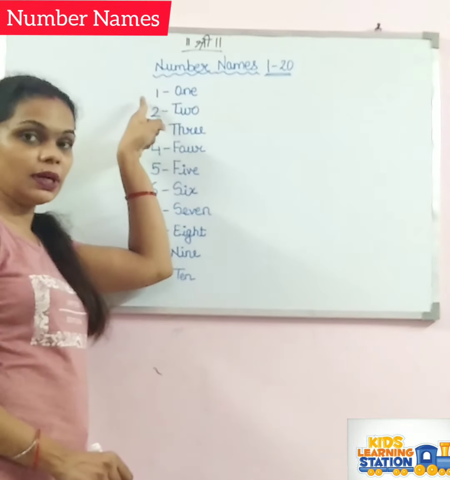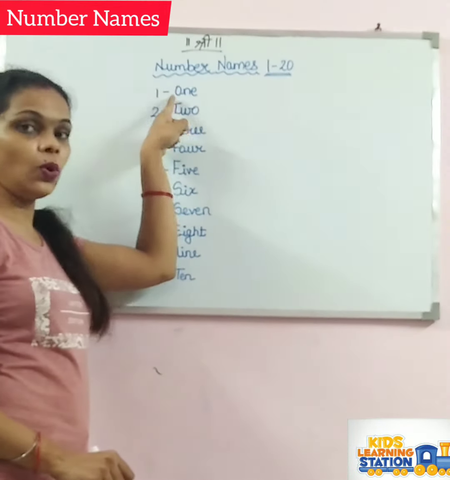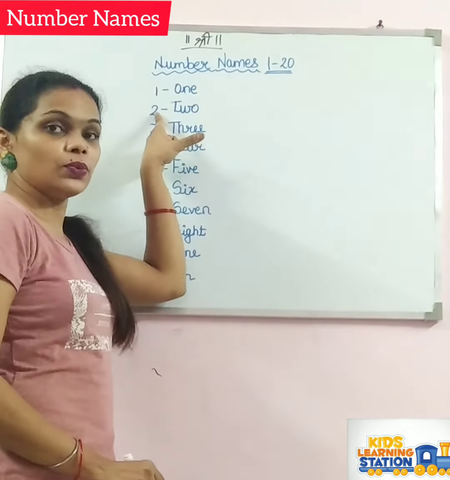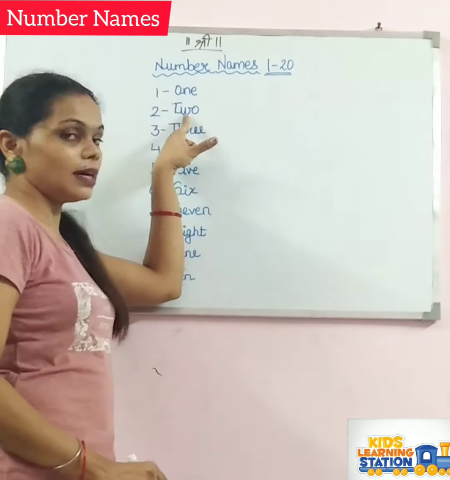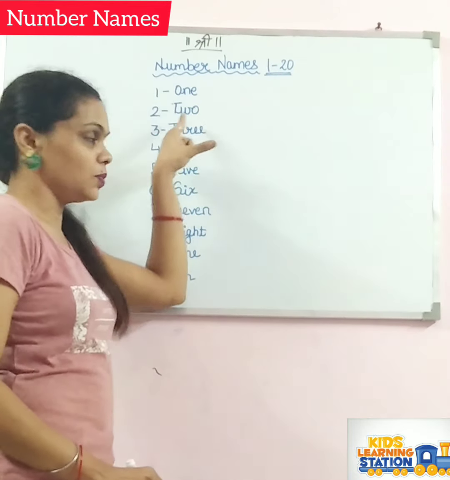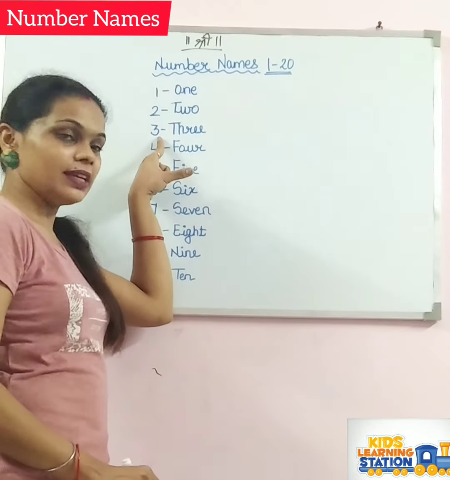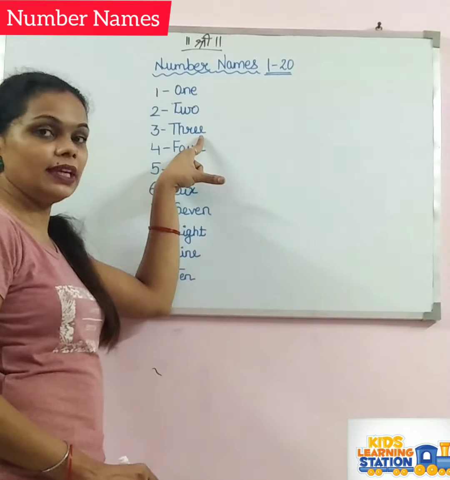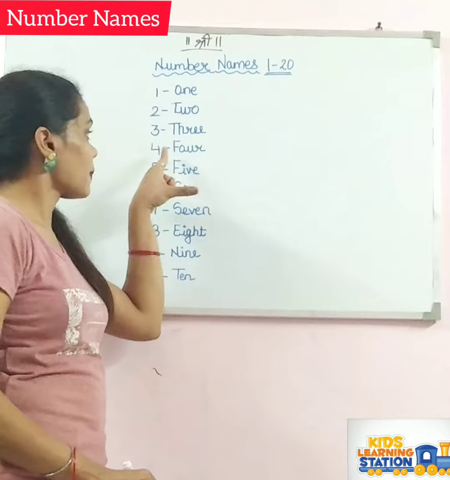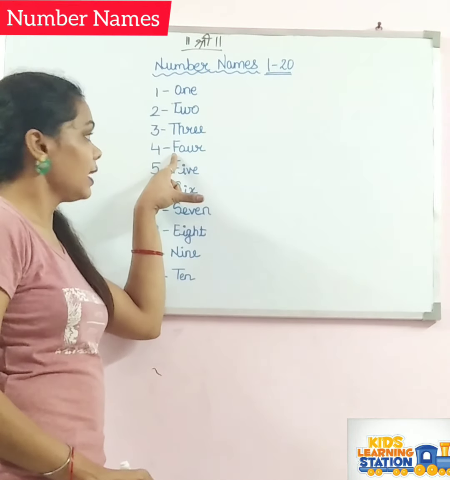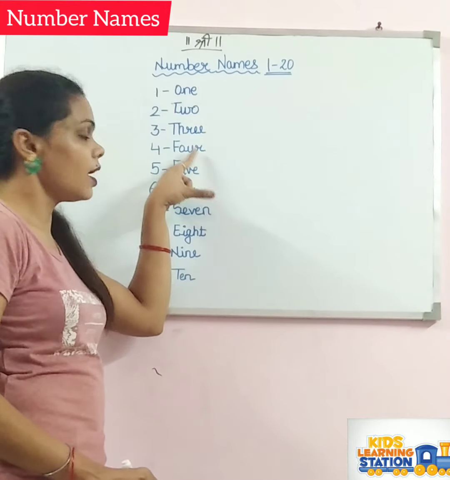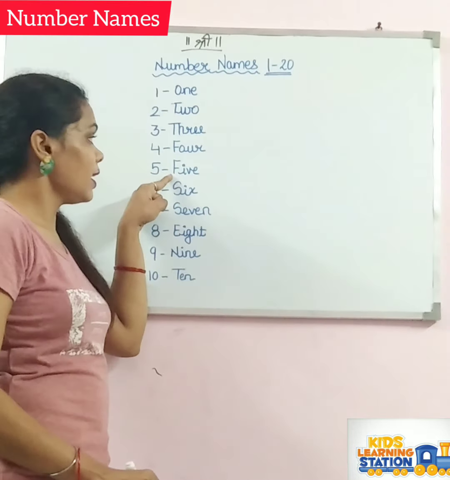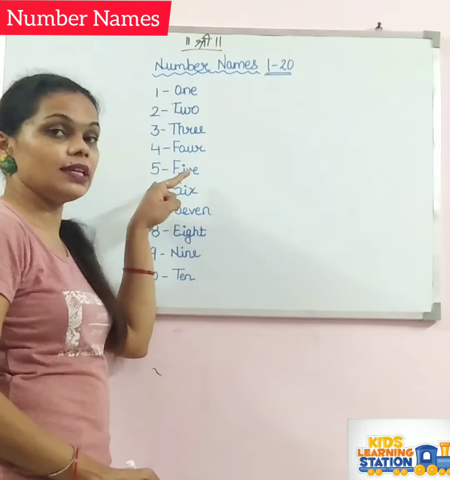1. Number 1: O-N-E. 2: T-W-O. 3: T-H-R-double E. 4: F-O-U-R. 5: F-I-V-E.